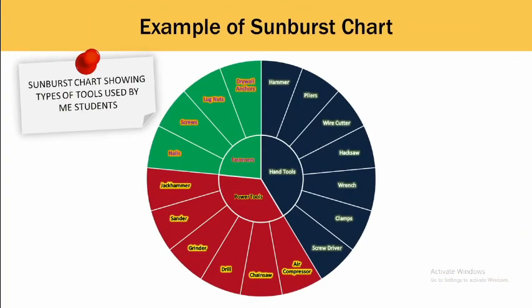This example of sunburst chart shows the type of tools used by mechanical engineering students, where the first layer shows the type of tools, and then the second layer shows the specific tools under the first layer.